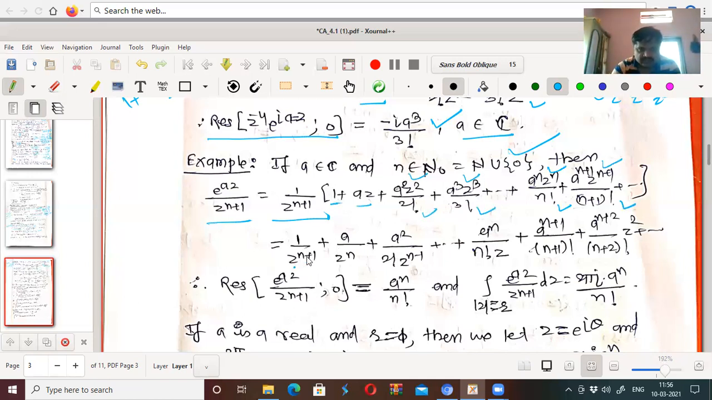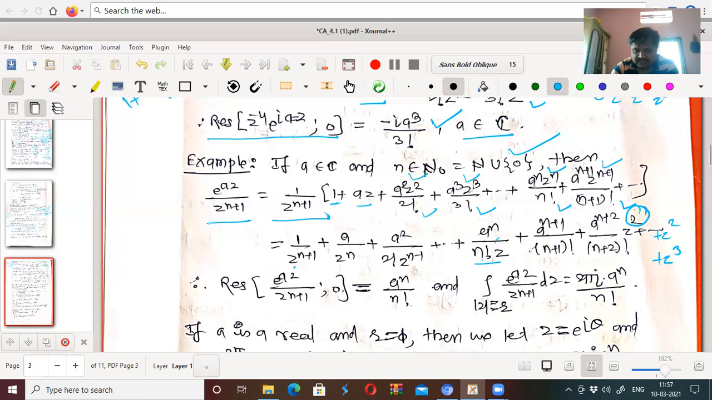What do we get? We get 1 upon z raised to n plus 1 plus a upon z raised to n plus a square upon 2 factorial z raised to n minus 1, up to and so on. A to the power n z raised to n upon n factorial multiplied by 1 upon z raised to n plus 1 becomes a to the power n upon n factorial into 1 by z, and then a to the power n plus 1 upon n plus 1 factorial as it is, because z raised to n plus 1 cancels. And now we get the powers of z: z, then the term of z square, then the term of z cube and so on.